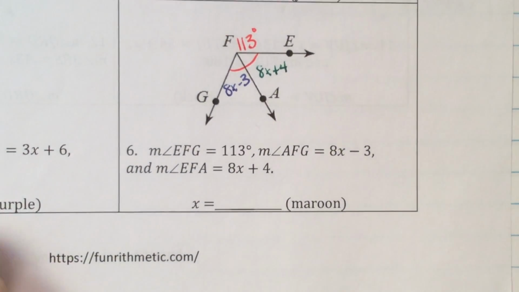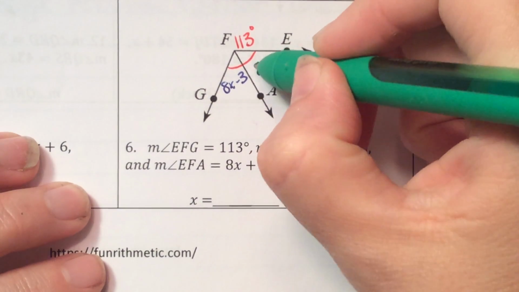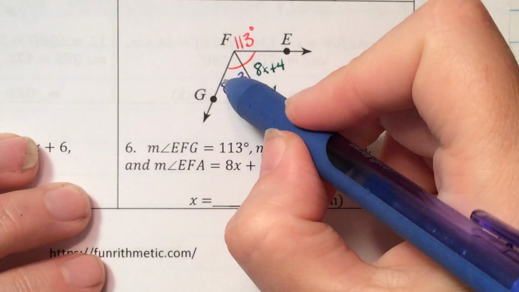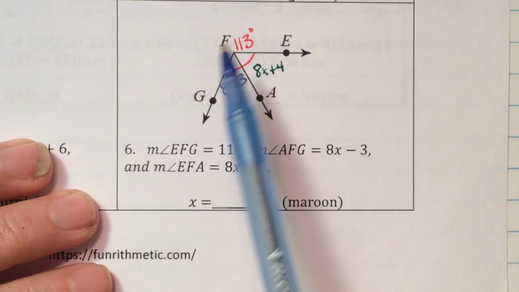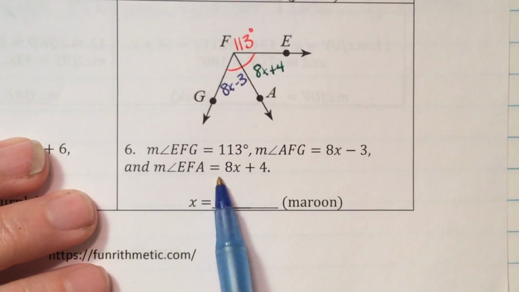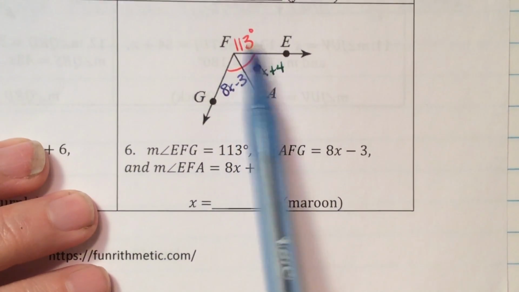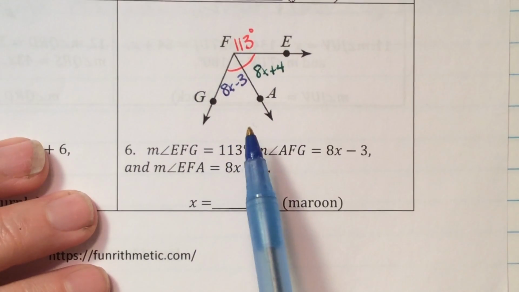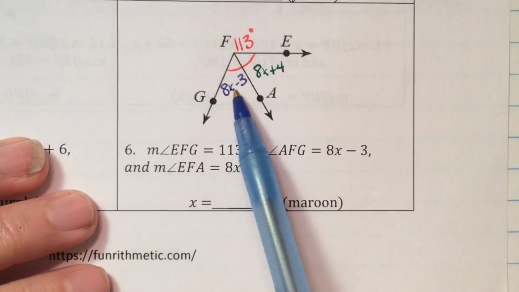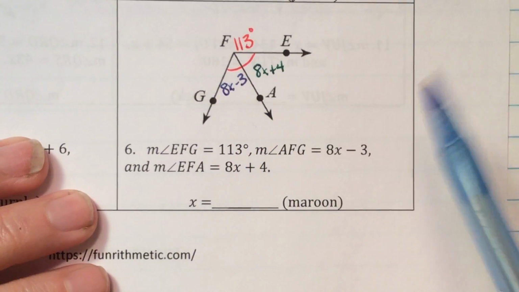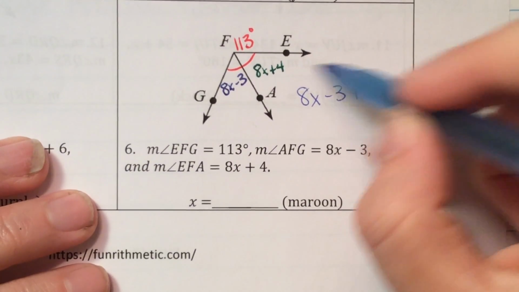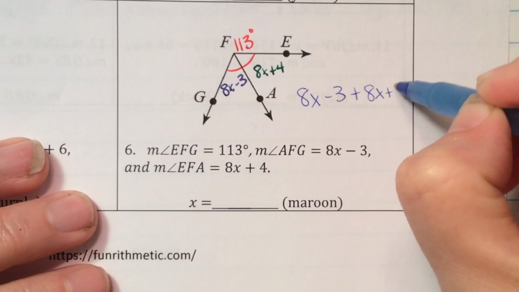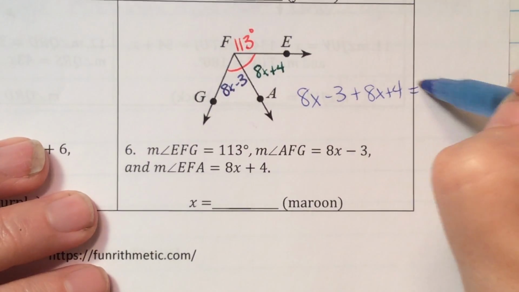Okay, so we have everything written down that they've told us. And a lot of times, this is the hardest part for students. Just reading what they've told us here and writing it inside the diagram. Once you get it written inside the diagram, it might not be that bad. Because what we know is that the two smaller pieces add up to be the bigger one. So we're going to take 8x minus 3 plus 8x plus 4, and that's going to equal 113.